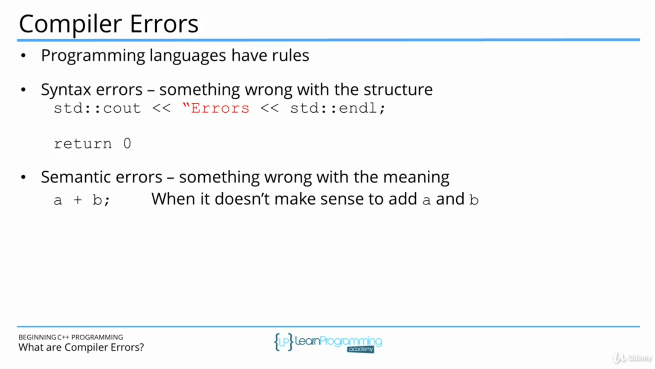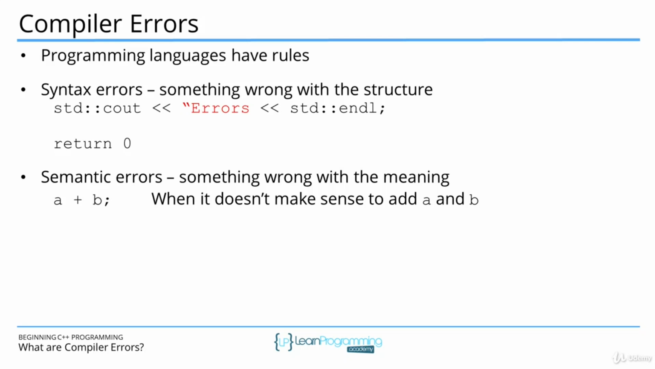In the first example, we didn't terminate the string error with a trailing quote character. In the second example, we left out the semicolon at the end of the return 0 statement. Both of these are syntax errors. There's something wrong with the structure of the code. Now, these syntax errors are pretty easy to fix, and the compiler errors usually give us pretty good information about what's going on. Semantic errors are a little different.